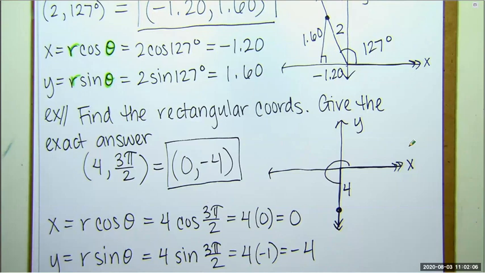Okay, the next thing we're going to do is we'll do conversions in the opposite direction. So on these problems, we started with polar coordinates and we converted to rectangular coordinates. Next, we'll go from rectangular to polar. And the process is a little bit different.